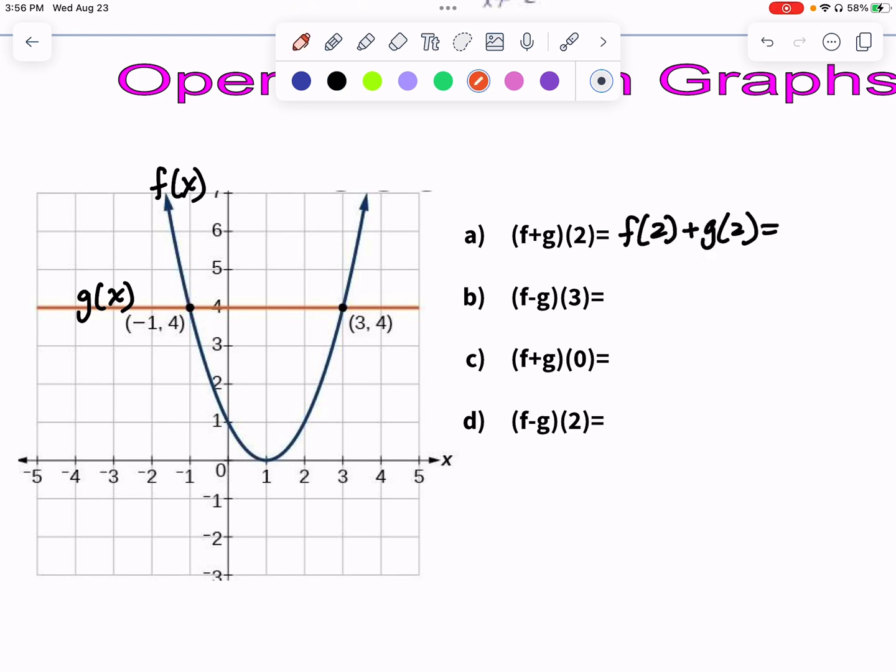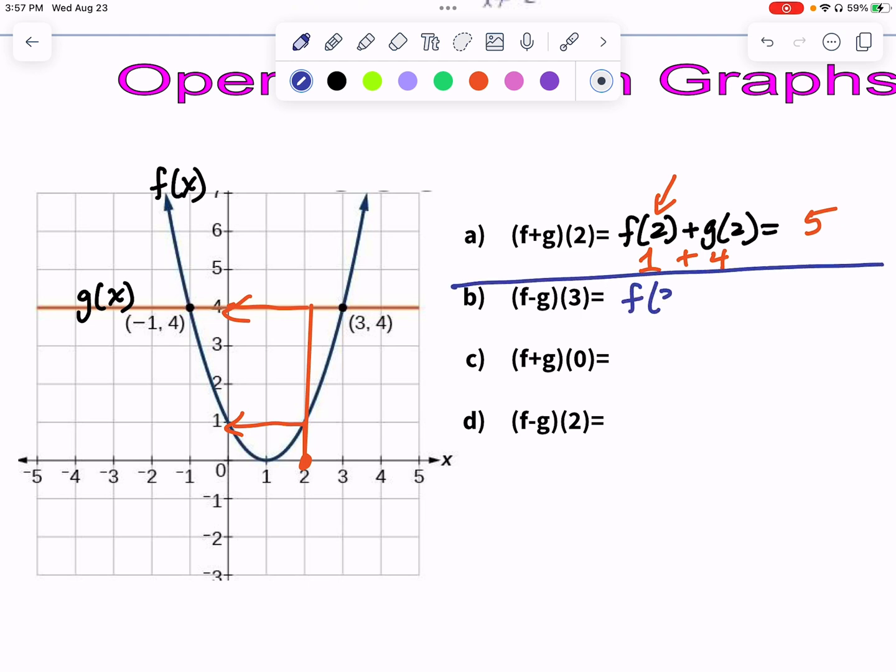So let me find f of 2 using the graph. Input value is 2, so I go to 2, and then go towards the f function, which is this one, and get the output there, which is 1. Plus, for g of 2, I go back to input value 2 and go towards the g function. Oops, and the output there is 4. So this is basically equal to 5. It's pretty easy. You really don't have to do the algebra. You just need to know how to read the graphs.